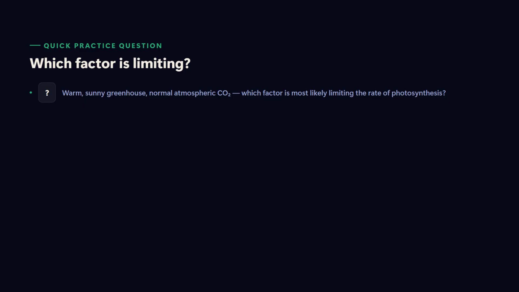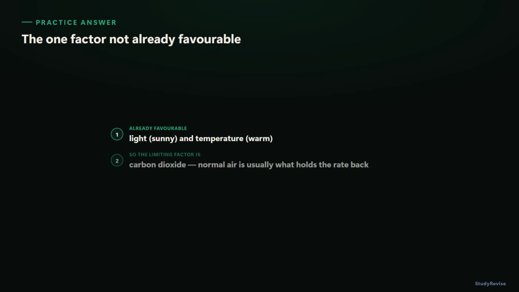Quick practice first. On a warm, sunny day inside a greenhouse with normal atmospheric carbon dioxide, state which factor is most likely limiting the rate of photosynthesis and explain your answer. Carbon dioxide concentration. Light and temperature are both already favourable, so in an enclosed space, breathing in only normal air, carbon dioxide is usually the factor holding the rate back, which is exactly why greenhouses are often enriched with extra carbon dioxide.